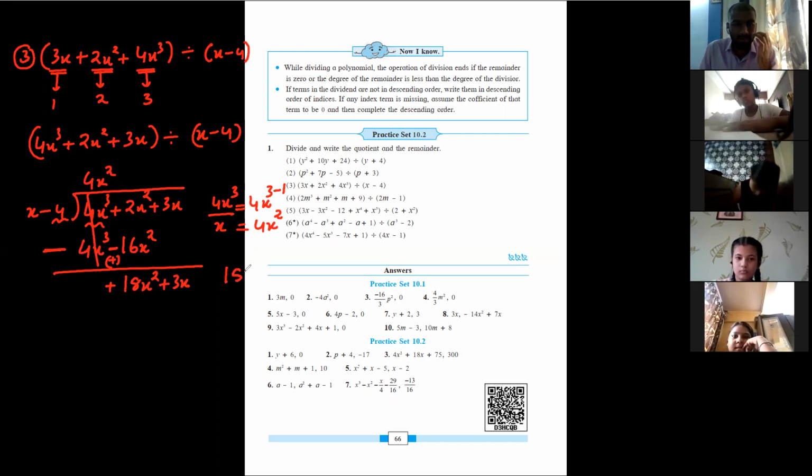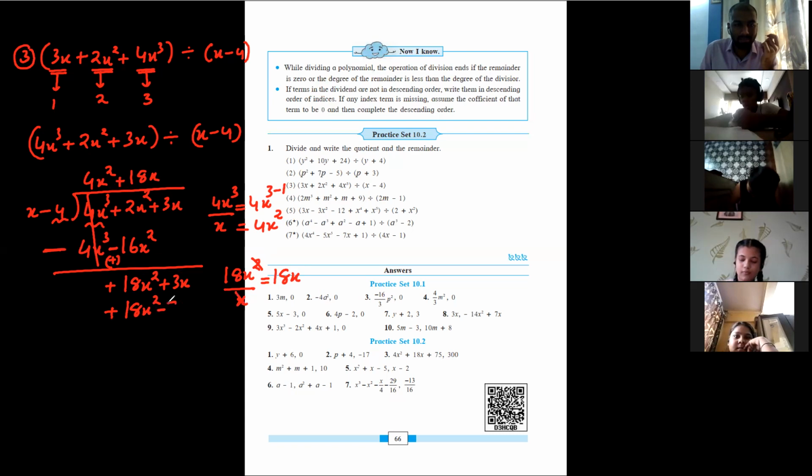18x square, with the help of x. So this x and this square will get cancelled. Our answer will be 18x. I will write this 18x at the top. And over here, I will write 18x square. Okay. Now, the most important part, don't forget to multiply 4 with 18. So minus into plus is minus. 4 into 18 is 72, into x.